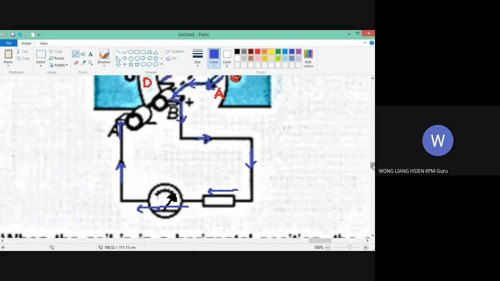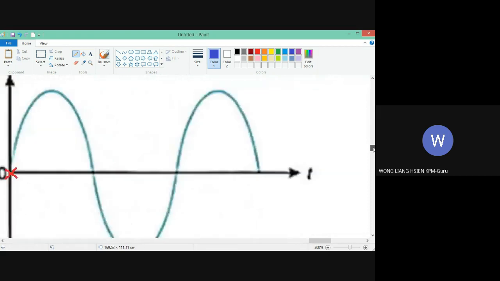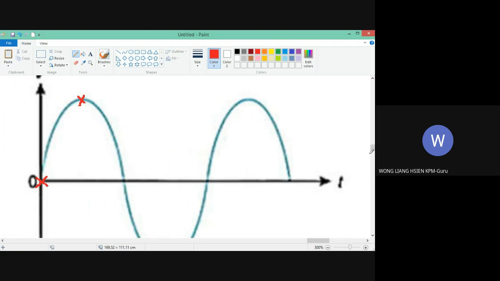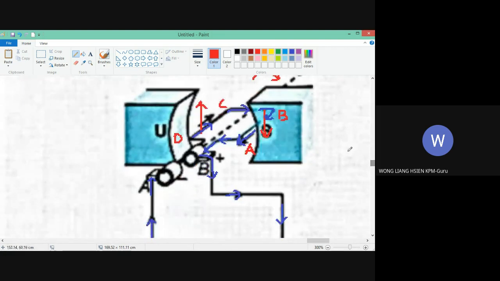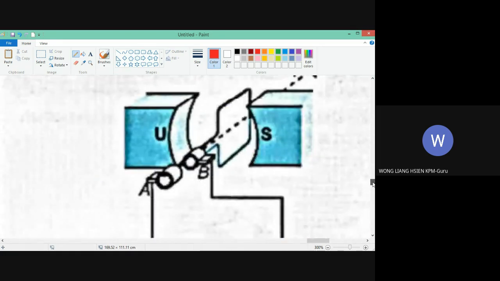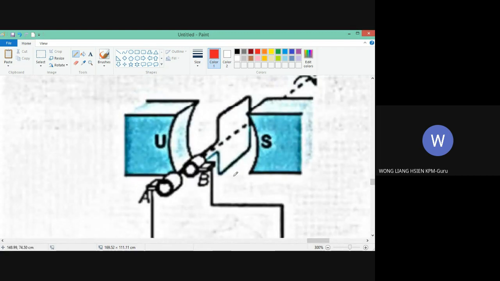Here the direction will be in the positive side. This is the maximum EMF that can be produced, because the direction of cutting is perpendicular. The direction of cutting is 90 degrees to the magnetic flux. So, continue to process 3.